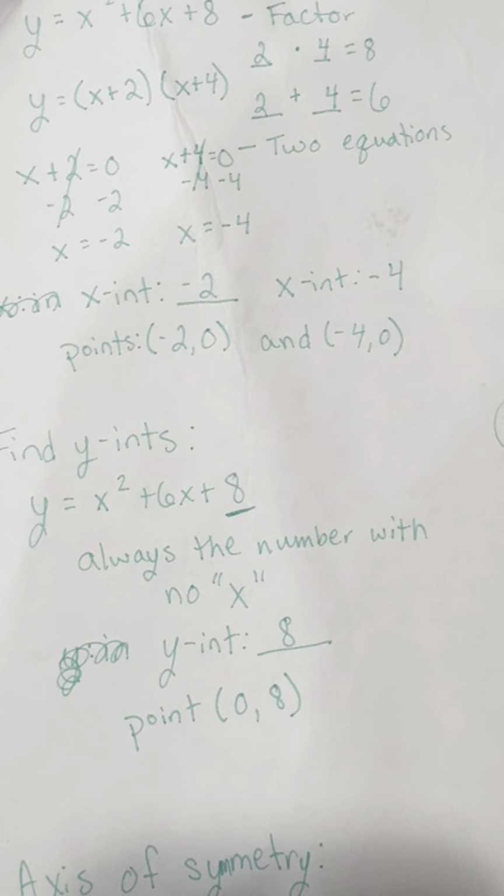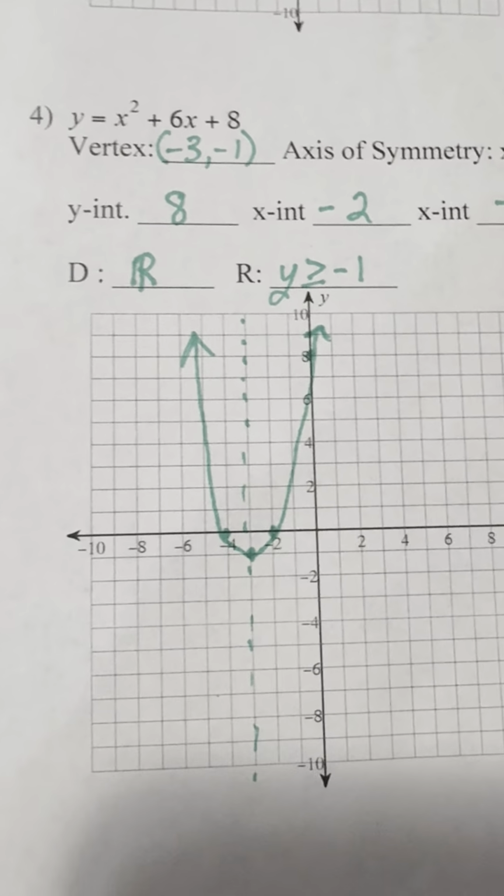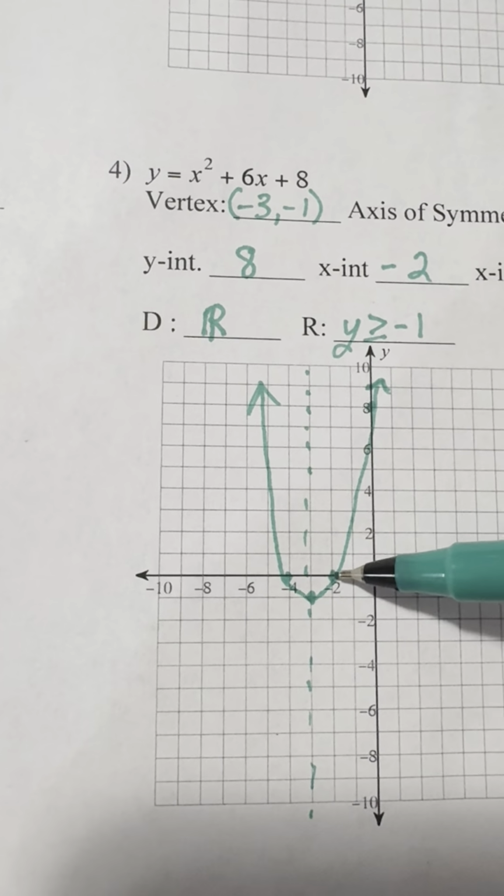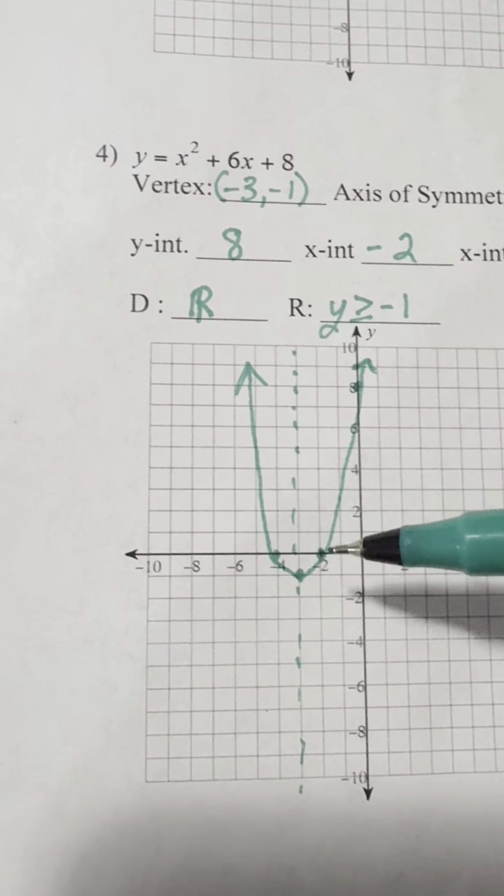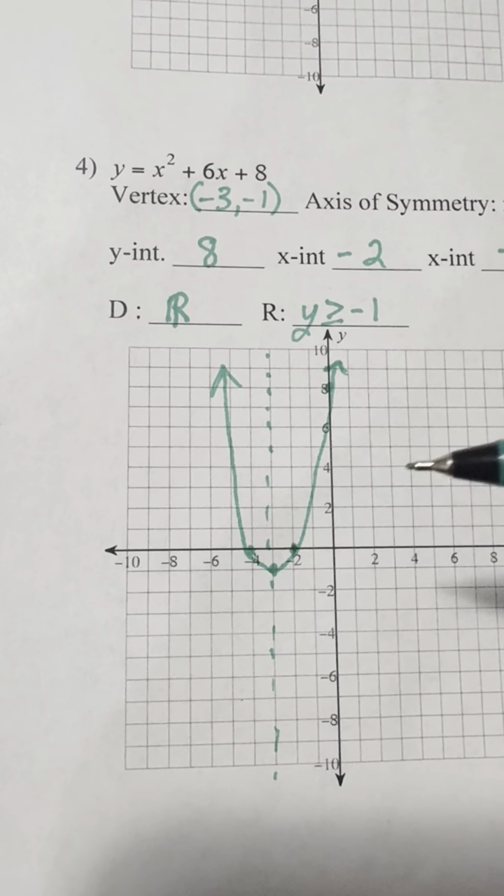So when we go to graph those, you'll come over to your graph and you'll do x equals -2 and x equals -4.